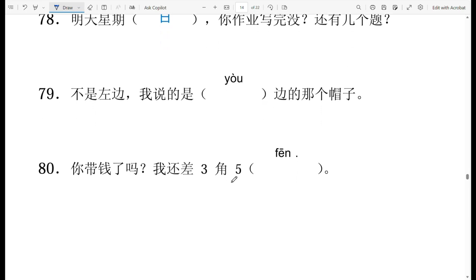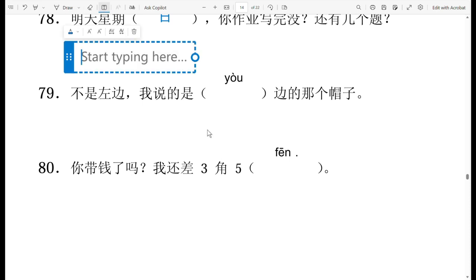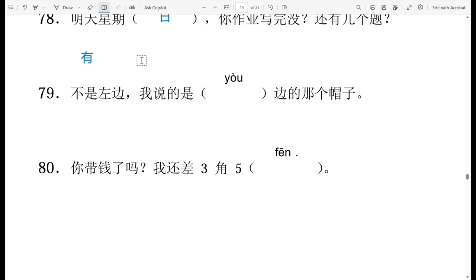Then, let's go to number 79. We have yo. There are a few words pronounced yo. We have our verb like this. Again, this is assuming you are not sure of the tones, so you can brainstorm anything that is pronounced yo.